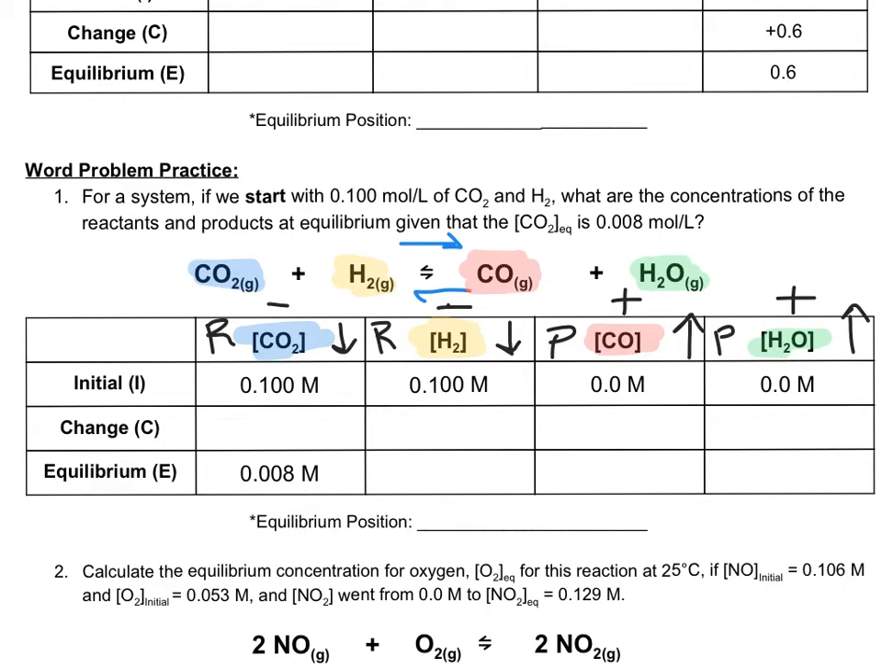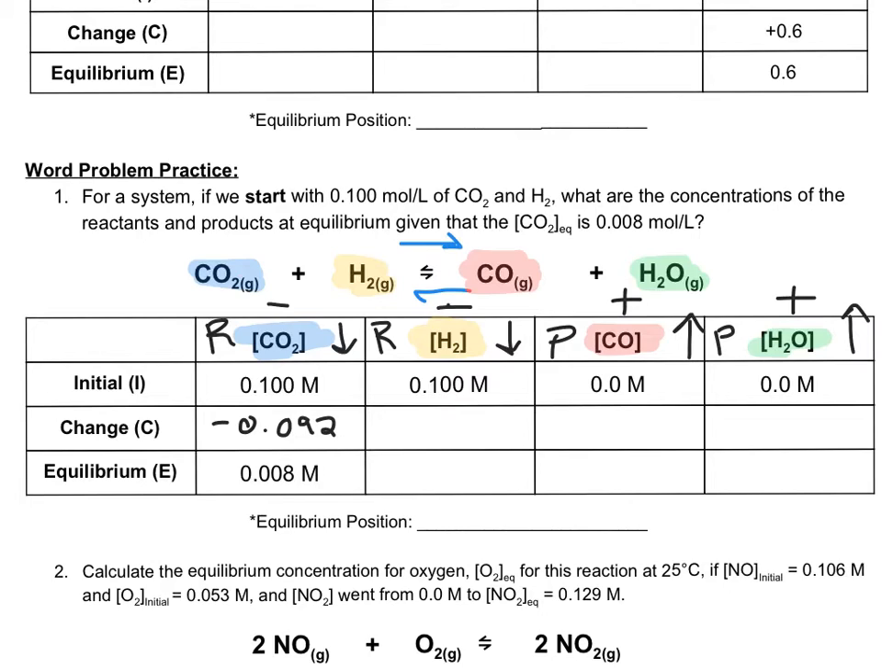All right, in order to do one of these, which is called an ICE table, because of initial, change, and equilibrium, we have to actually see what is the change that's happening. In this first one, it went from 0.1 down to 0.008. So 0.1 minus 0.008 means that this one changed by a value of 0.092, and it went down by that amount.